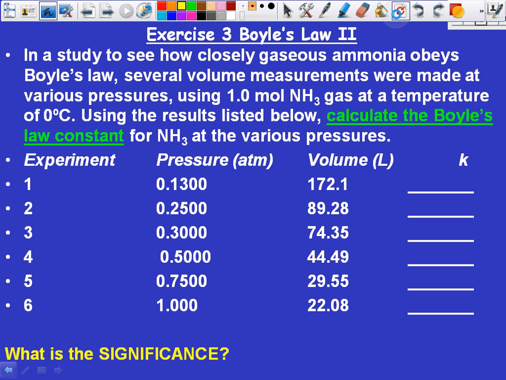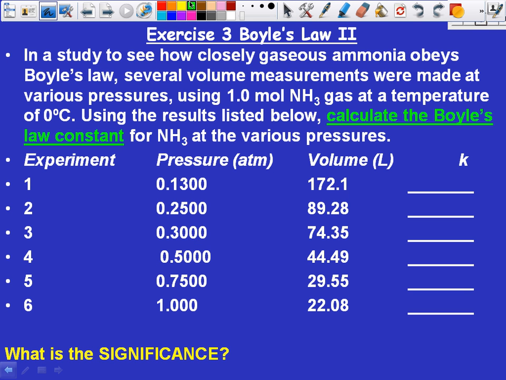So this is what I want you to do. I want you to go ahead and calculate all of these. I will give you the first one. All right. So 0.13 times 172.1 is going to give you a rough estimate of about 22.4. That number looks pretty familiar if you ask me. So what I want you to do is just go ahead and calculate all of these values and see what you come up with and see if you can determine what the significance of that is. Okay, see if you can go ahead and do that.